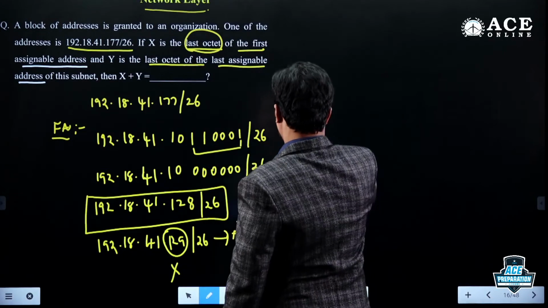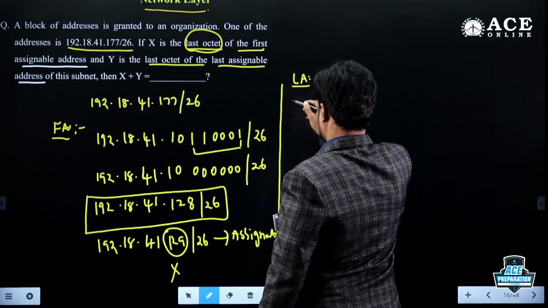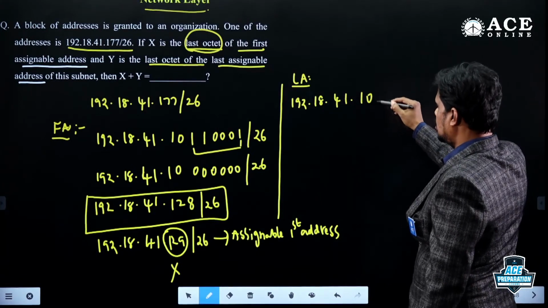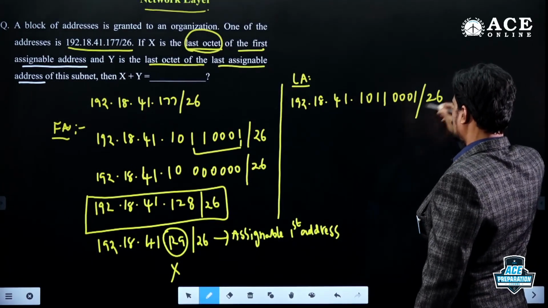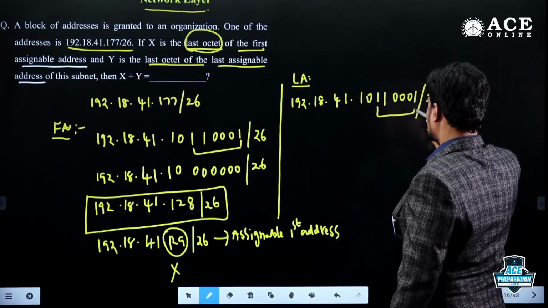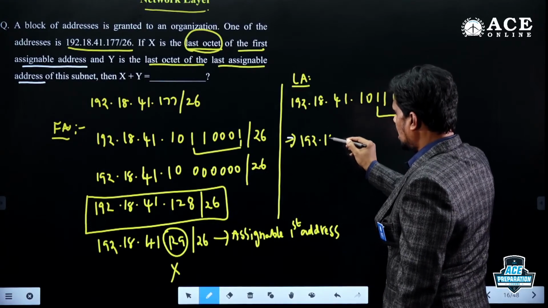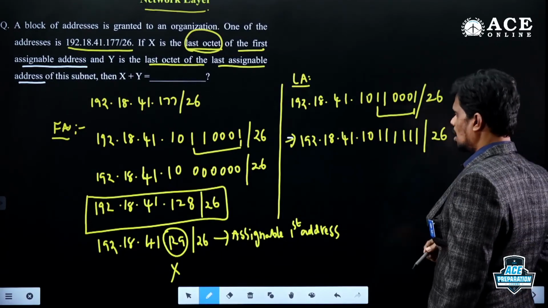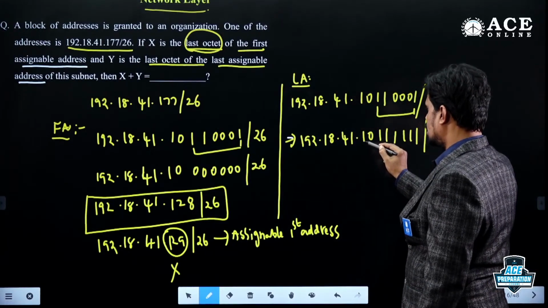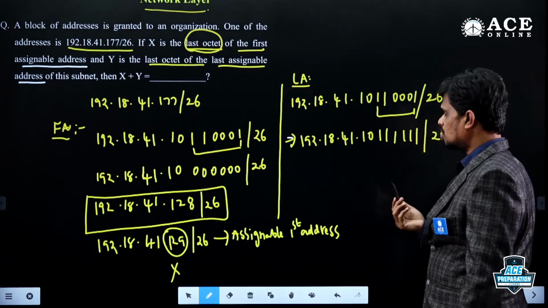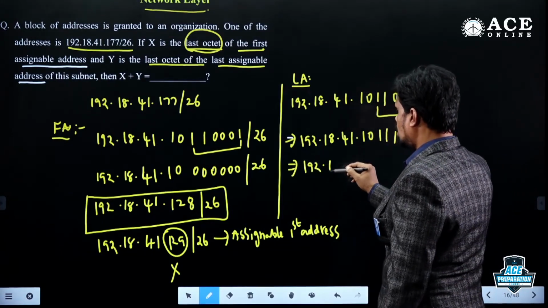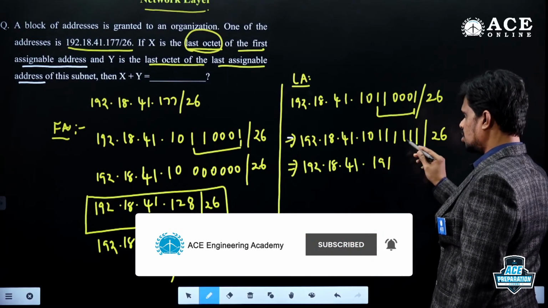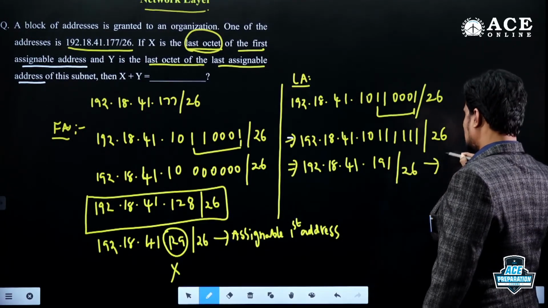Then similarly, we find the last address. How can we calculate it? 192.18.41.177 in binary is 10110001 slash 26. The last 6 bits I need to set to ones. So 192.18.41.10 followed by six 1s, slash 26. So this is 128 plus 63. How much is that? 191. So it is 192.18.41.191 slash 26.